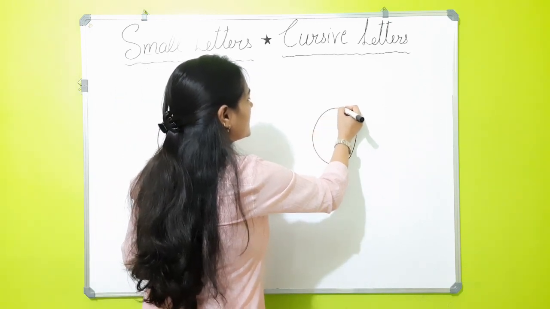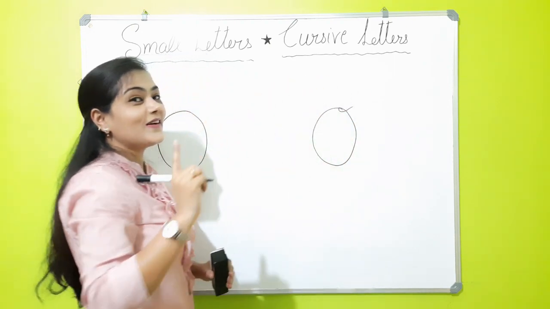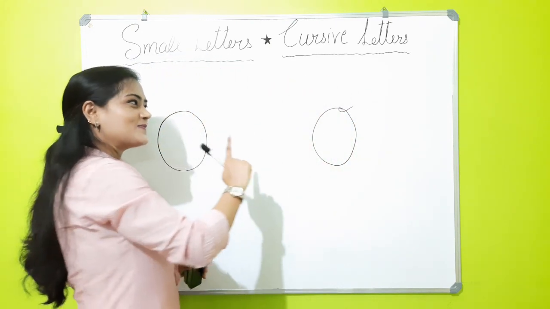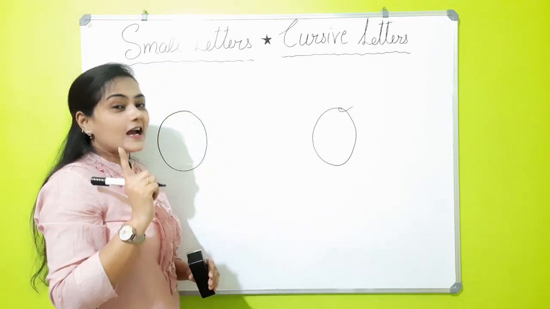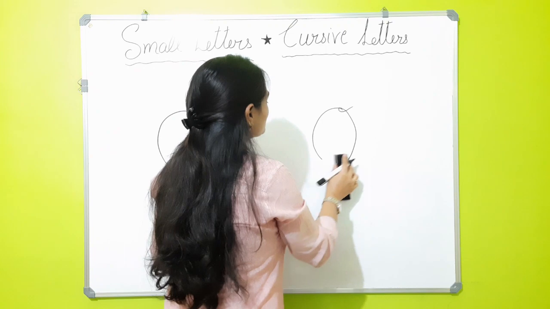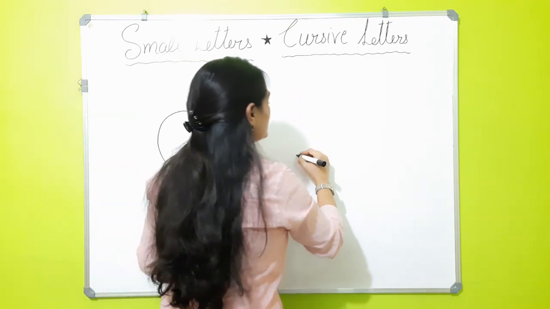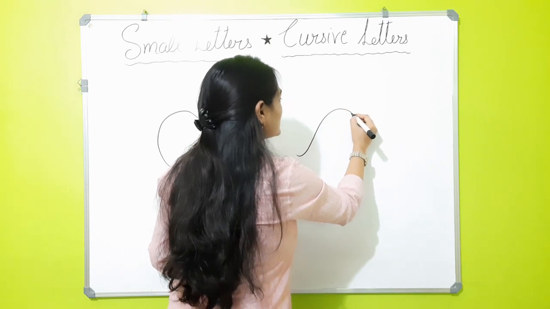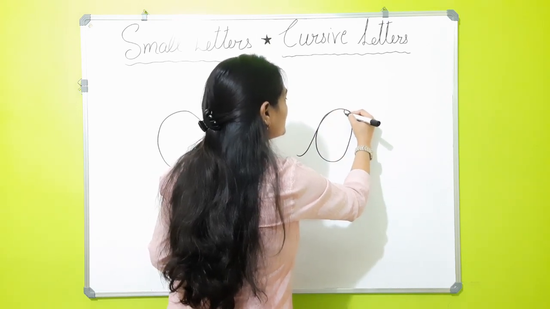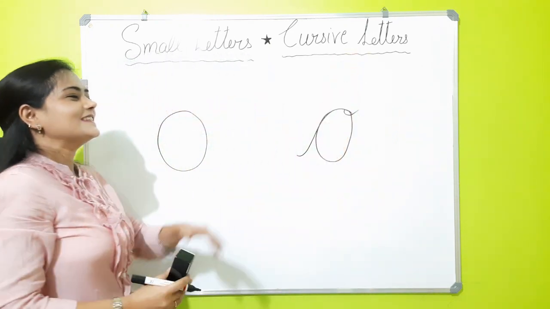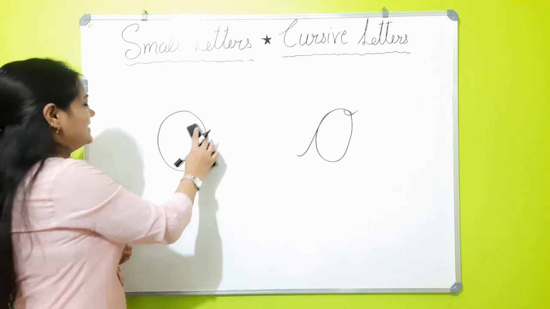Oh wow, you understood that I forgot to put the tail. Actually I did not forget. I just wanted to see whether you notice it or not. Fine. So correct. We will start it with the tail, and here we'll make a small loop. This is your cursive letter O.